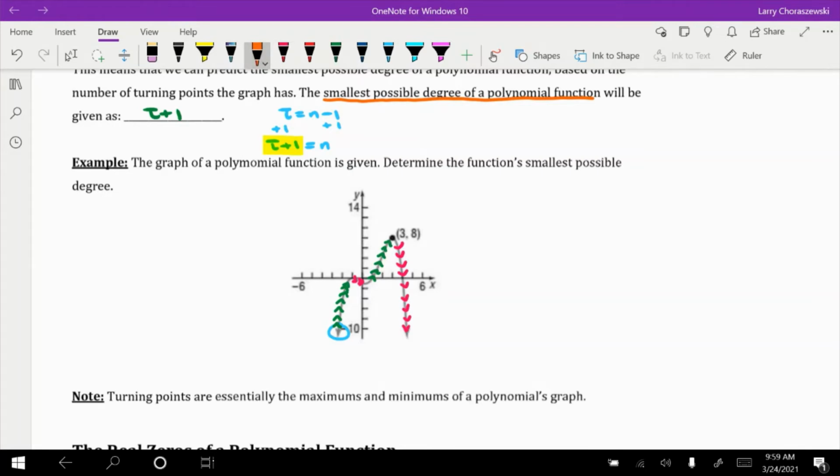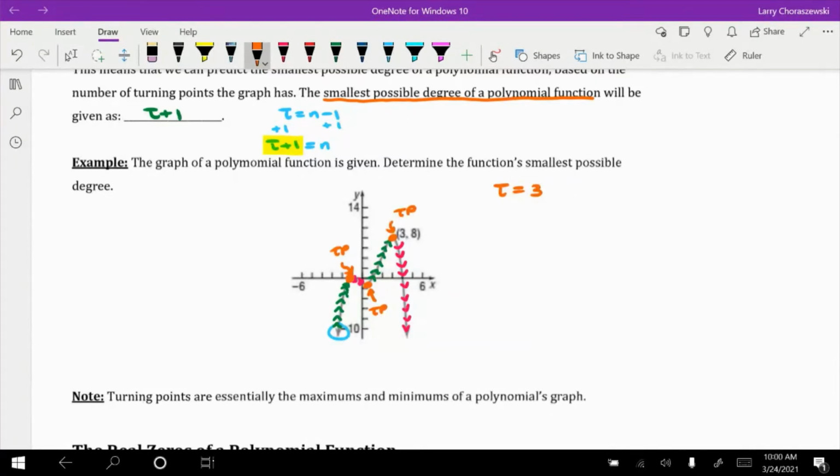So let's look at these points where the behavior is changing. One point where the behavior is changing is right here. That would be an example of a turning point. We then go from decreasing to increasing. So that's a turning point. And then we go from increasing to decreasing. So 3, 8, randomly labeled, is also a turning point. So in this case, t is equal to 3. That's the number of turning points.